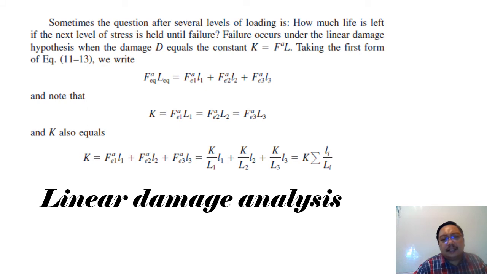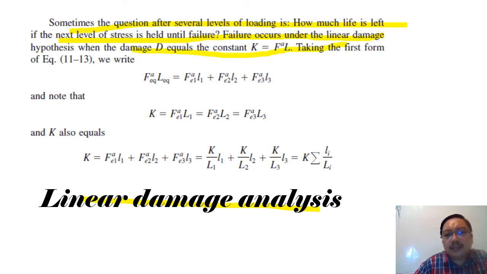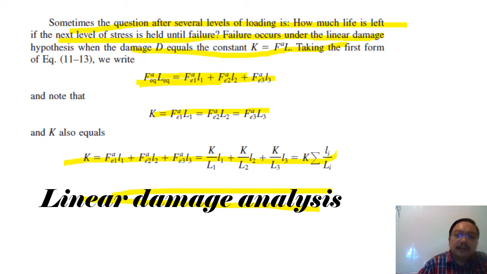Linear damage analysis. The question after cyclic loading is how much life, that is, the number of cycles, is left until failure. Failure occurs according to the linear damage hypothesis when D equals K. So this is the equation for linear damage analysis. D and K are constants, and K equals this equation.